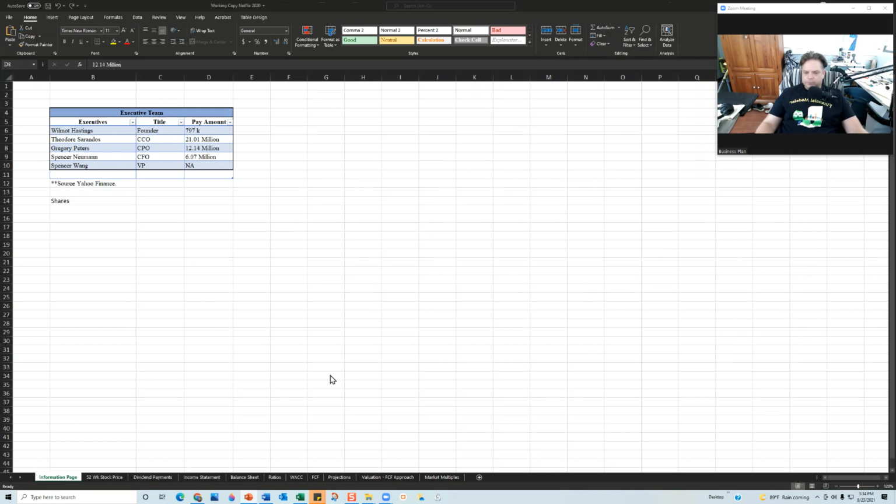And so first and foremost, here's the model. And what I always do when I start to write up the Netflix financial report is I'll start with the information page. And on the information page here, I take a look at the executive team. I want to see what their pay is, to see if they're getting paid too much or not enough, or what's the pay strategy for the executive team. So for this right here, we got Reed Hastings, the founder. He's making a little under $1 million. That's pretty darn low for a founder.